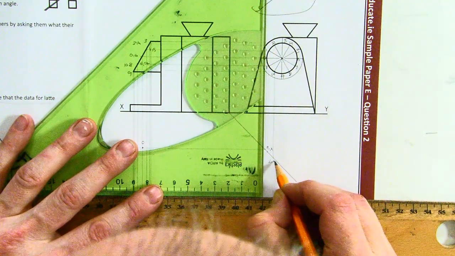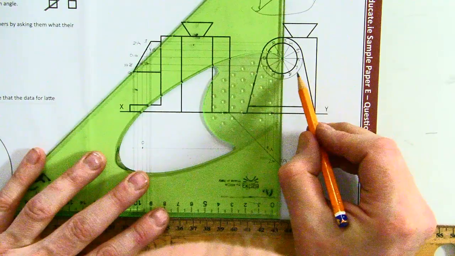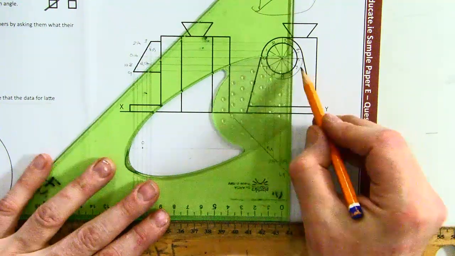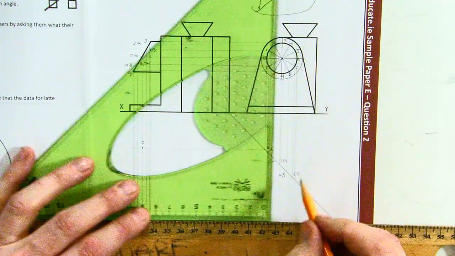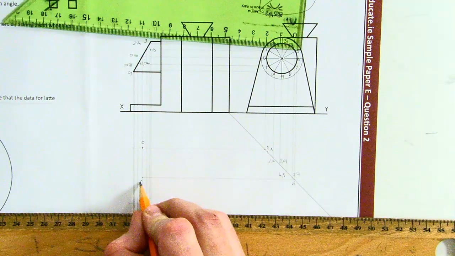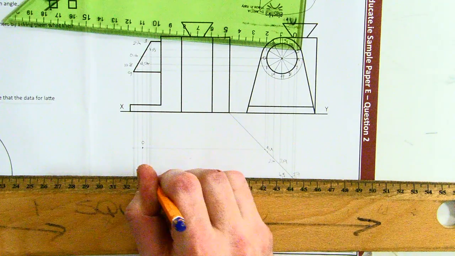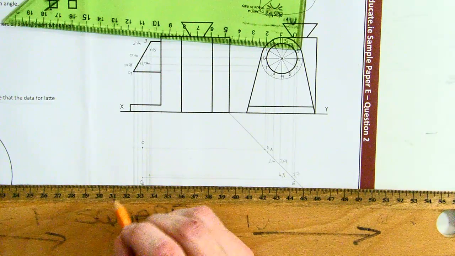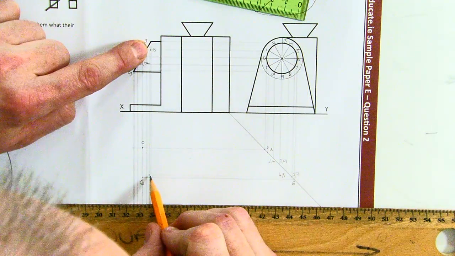2 and 10 are along this one. 3 and 9. 4 and 8. 5 and 7. And 6. So 6 is here. 5 and 7. 5 is here. Now, 2 and 4 are the top ones.